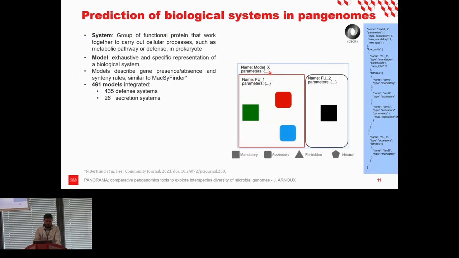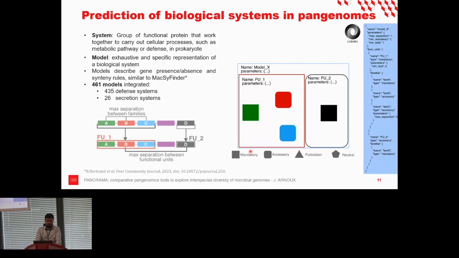You have parameters that are at the model's level. The model is divided into different functional units, themselves divided into families. Functional units and families can be mandatory, accessory, forbidden, or neutral. And there are several parameters also. One of the important parameters is the maximum separation parameter, because we know that families and functional units must work together, so they must be within a certain space in genomes.